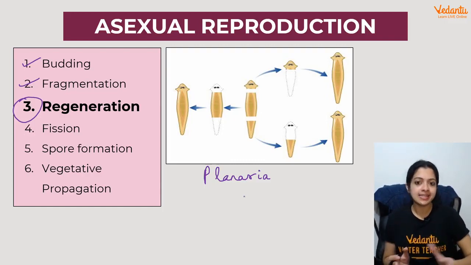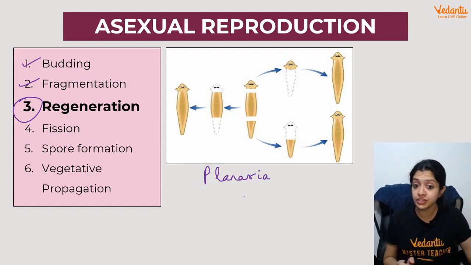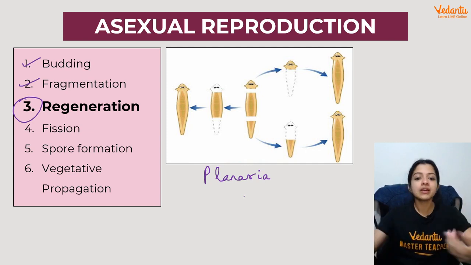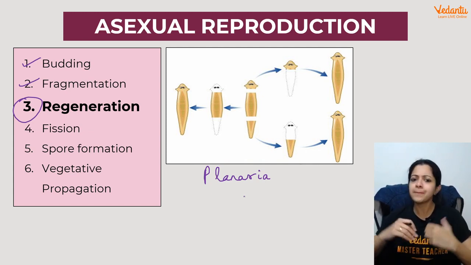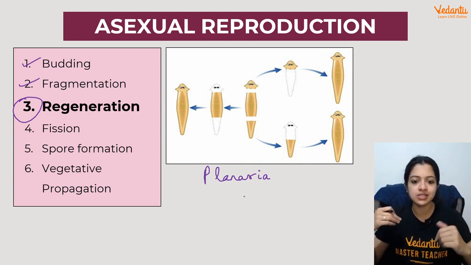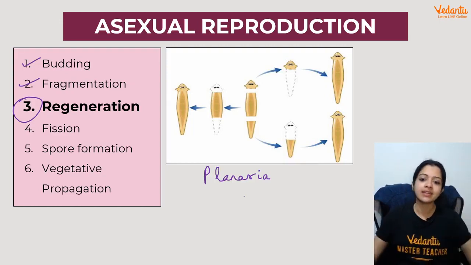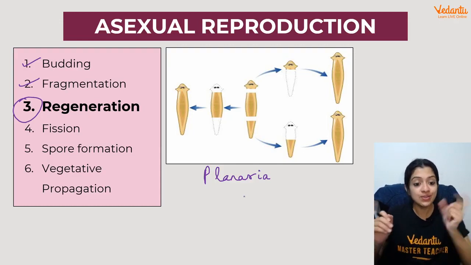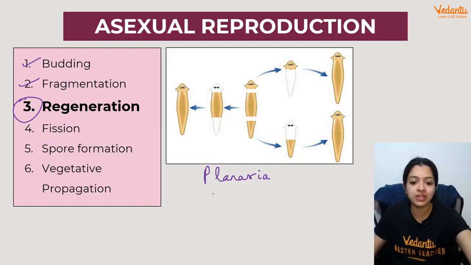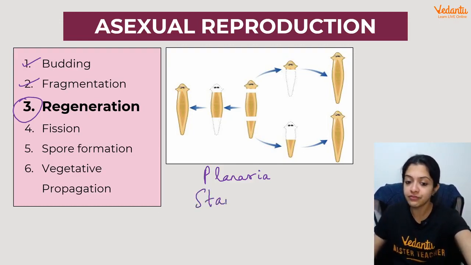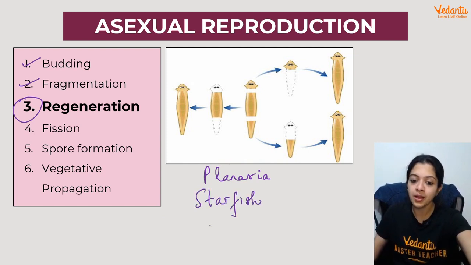This process, in the case of some lower organisms like planaria and starfish and even hydra, may end up becoming a method of reproduction wherein, by some accidental process, if an organism gets broken down, each part can develop into a full organism. So see, there's a very, very thin line of difference. I'll write the other examples. Starfish is also an example. Hydra is also an example.